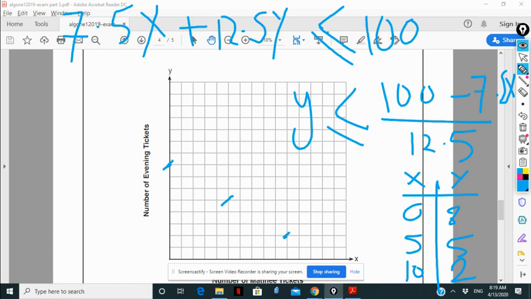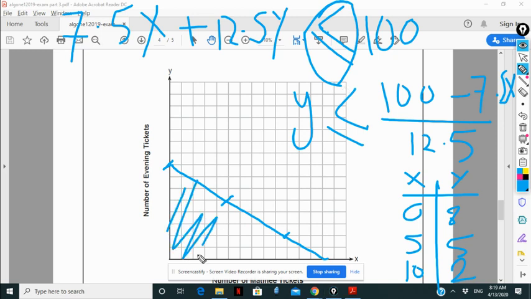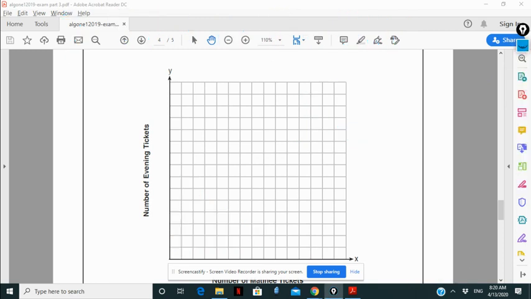Now if I try to connect the line, I'm going to get the line for the inequality. And by the way, it's solid because I have an equal sign. And the solution, y is less, so the solution should be in the down part. Is there any more question?